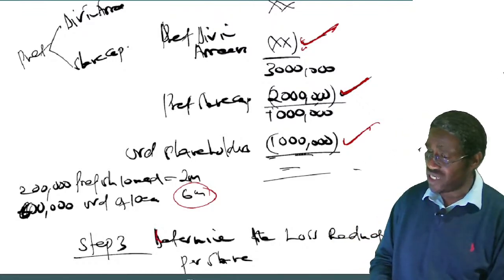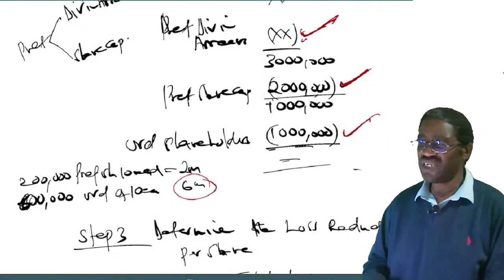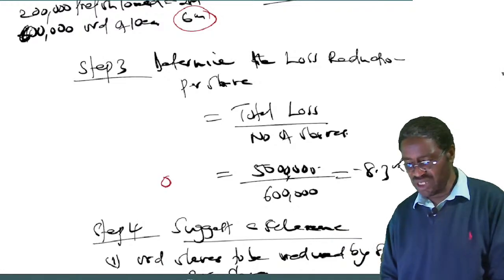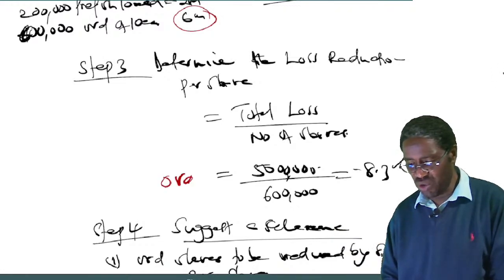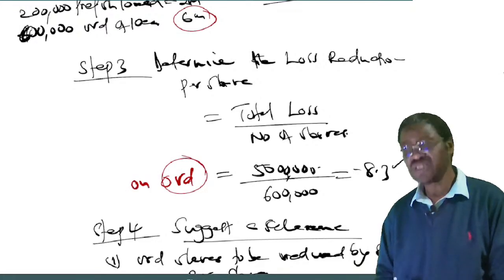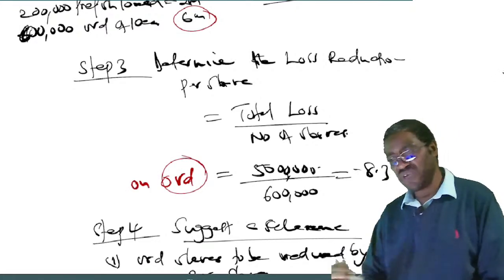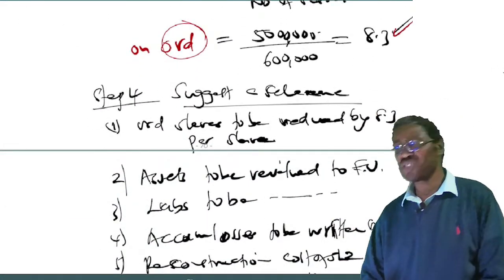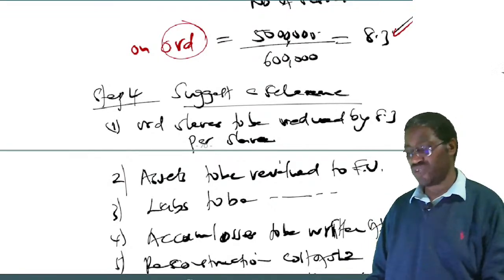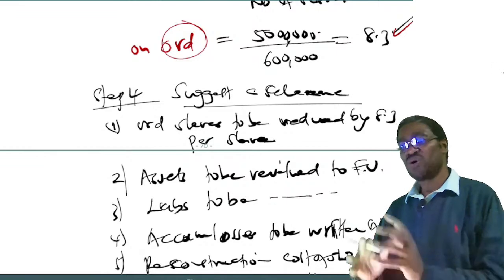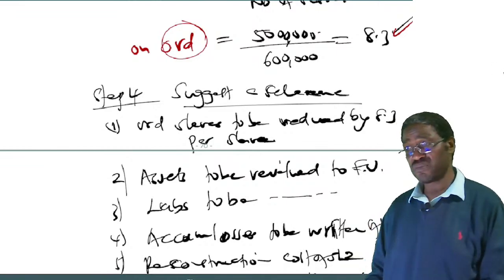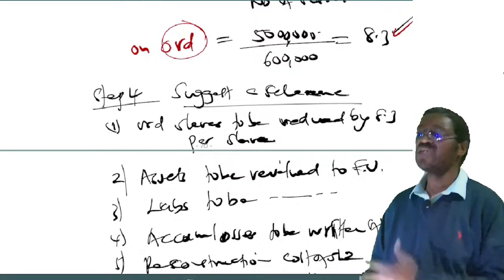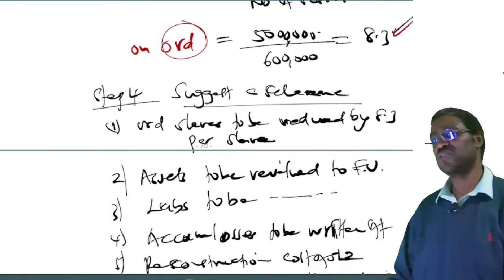Once they agree, now you go to step 3 and determine the loss reduction per share. And because it's on ordinary, you come and determine the loss reduction on the ordinary shares. Take the total loss, divide that by the number of shares. Then I've told you what you got in step 3, which is 8.3 per share, must be part of the scheme. You come and say, 1, ordinary shares to be reduced by 8.3 per share. Then number 2, number 3, number 4, number 5, number 6, number 7 in the scheme, go back to step 1. Good.